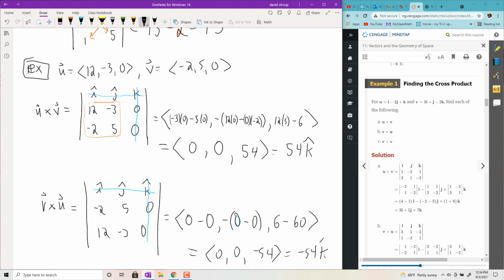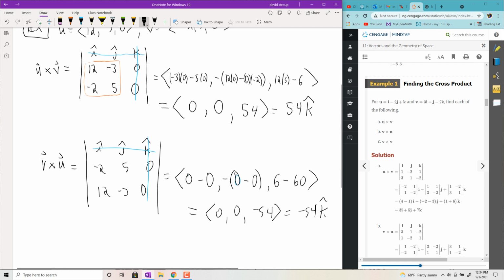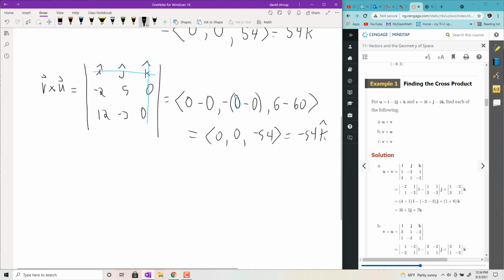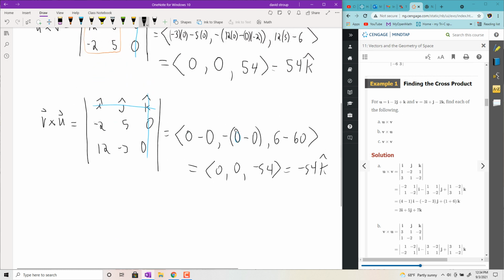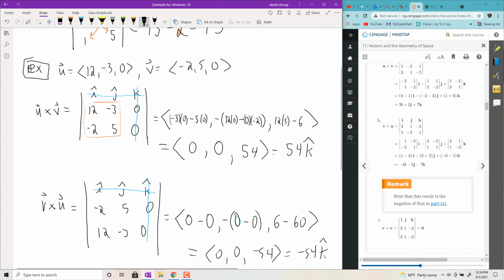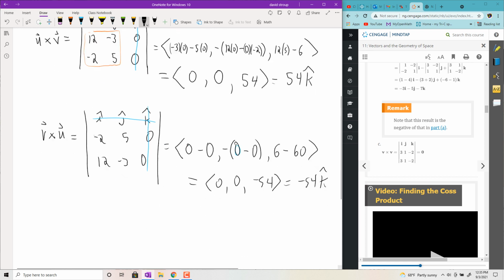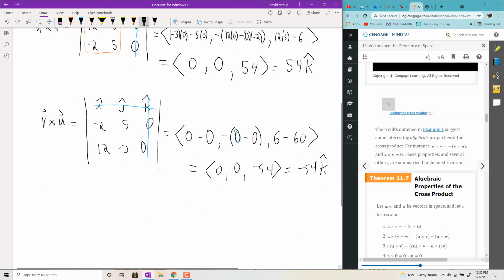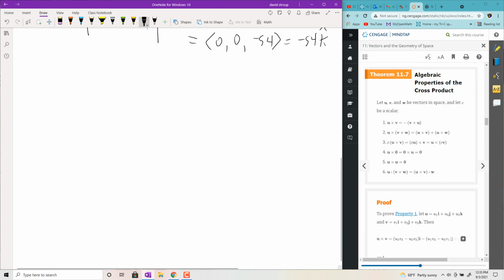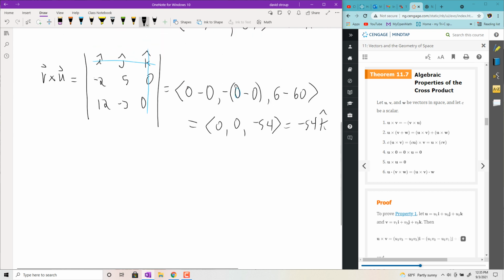So it seems like it's almost commutative, but not really. U cross V is the negative of V cross U, and you'll see that in our properties of vectors. Okay? So Theorem 11.7 is going to give us a bunch of handy little properties.